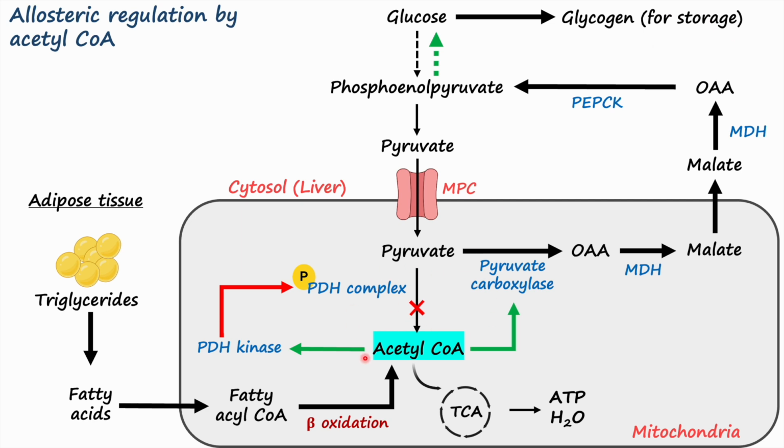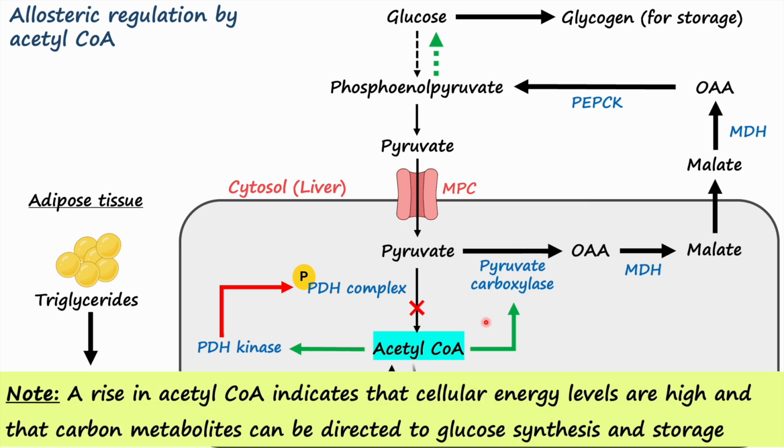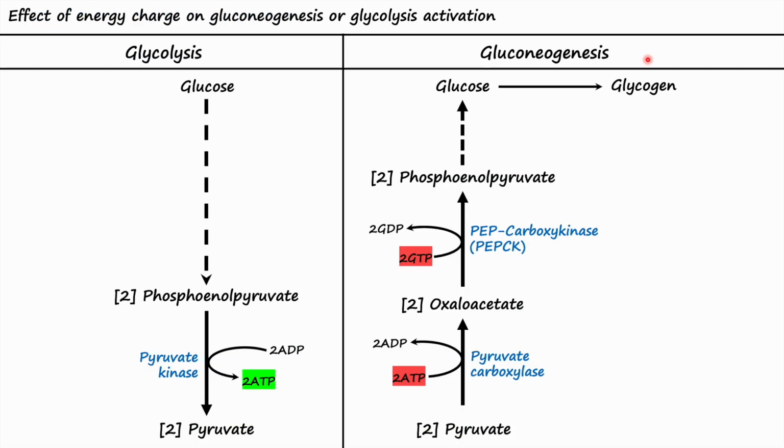So the main point here is that when the level of acetyl CoA increases, it inhibits glycolysis by inhibiting the pyruvate dehydrogenase complex enzyme, and it activates gluconeogenesis by activating the pyruvate carboxylase enzyme. Now, one thing to note here is that a rise in acetyl CoA indicates that the cellular energy levels are high and that the carbon metabolites can be directed to glucose synthesis or storage in the form of glycogen, as we have just seen here. Next, I want to talk about the effect of energy charge on gluconeogenesis or glycolysis activation.